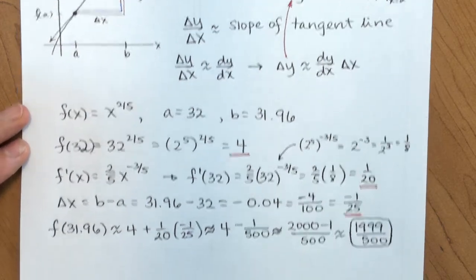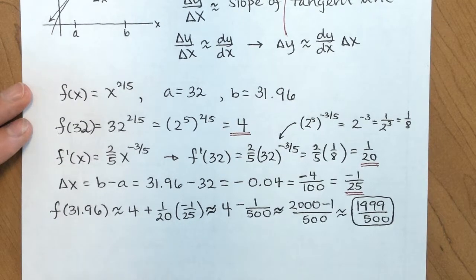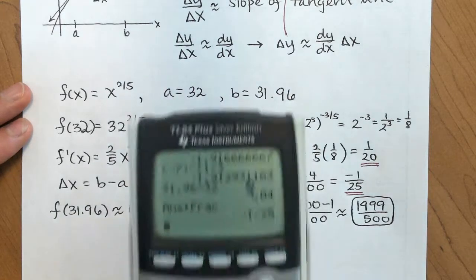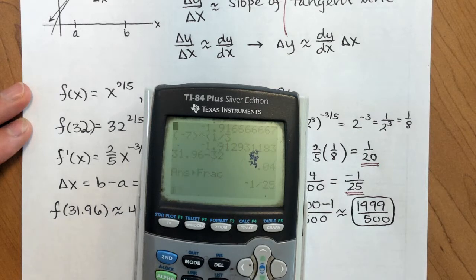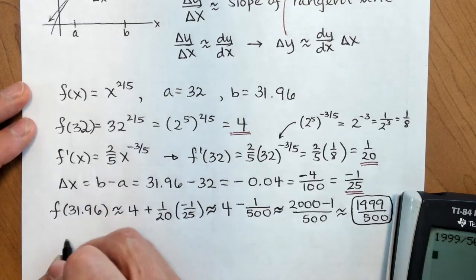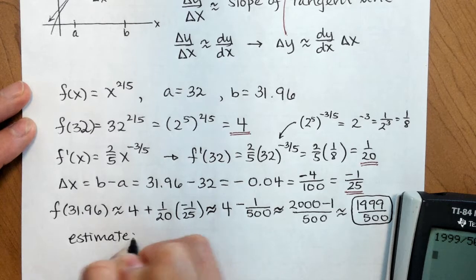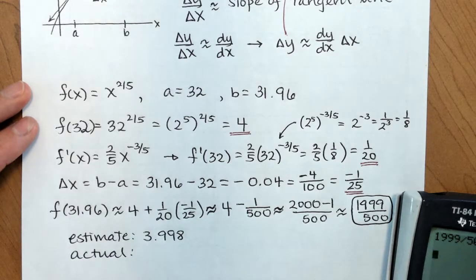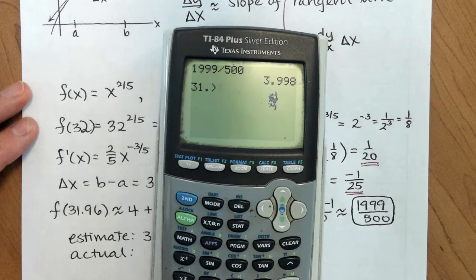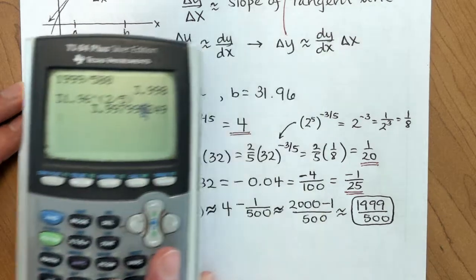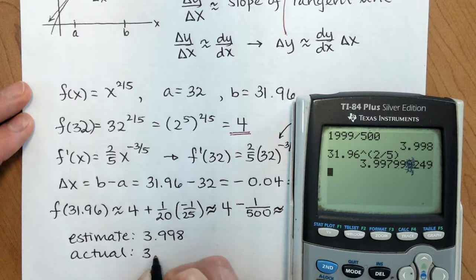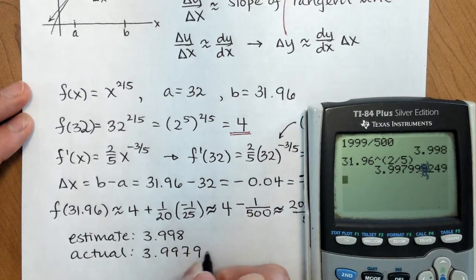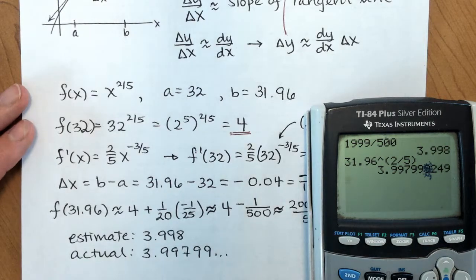Okay, let's see how good our approximation is. So I'm just going to check this with a calculator. So 1,999 divided by 500 is 3.998. So our estimate is 3.998. And the actual value of 31.96 to the 2/5 is, oh, that's a pretty good estimate. 3.99799. So we are good to the nearest thousandth. Very good estimate.